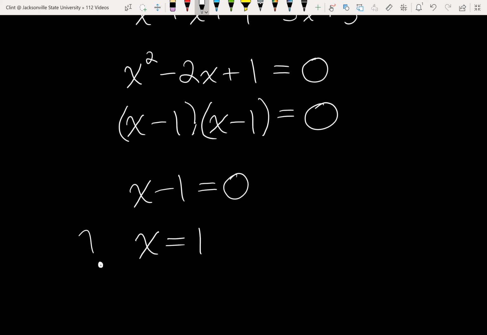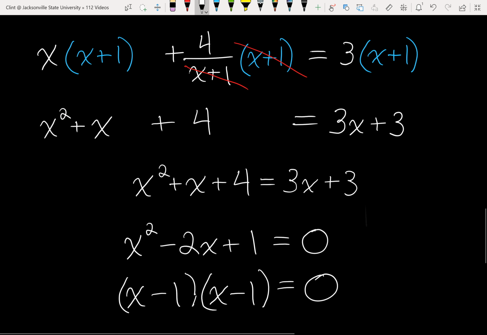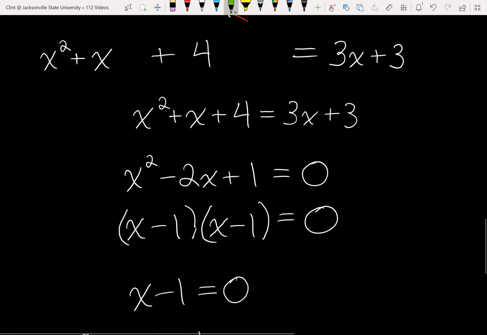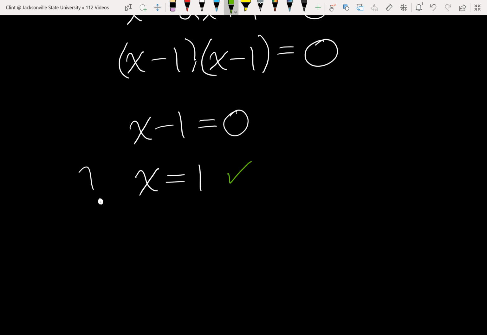Okay, so is this a solution? x equals 1. Well, we got to go back to our original equation and check it. Okay. So what do we get if we plug this in. So if we plug in 1 here, we get 1. Okay. If we plug 1 in the second term, we'll get 4 over 1 plus 1, so that's 4 over 2, which is 2. And then on the other side, we get 3. So yeah, 1 plus 2 does equal 3. Okay, so this checks out. This is a solution.